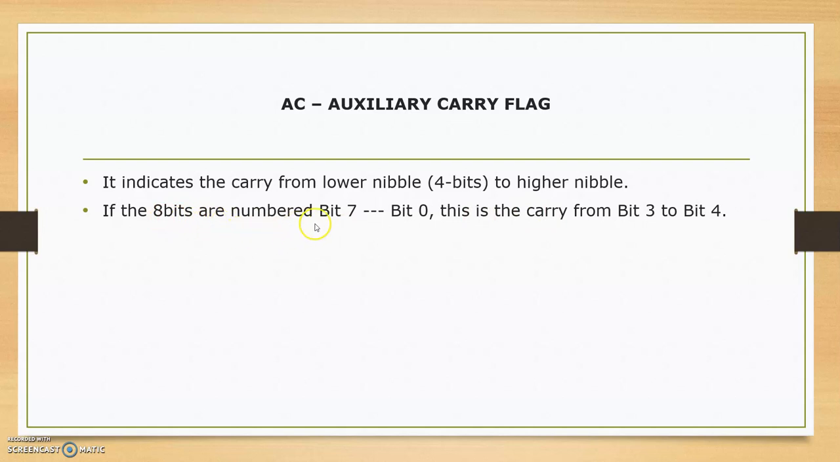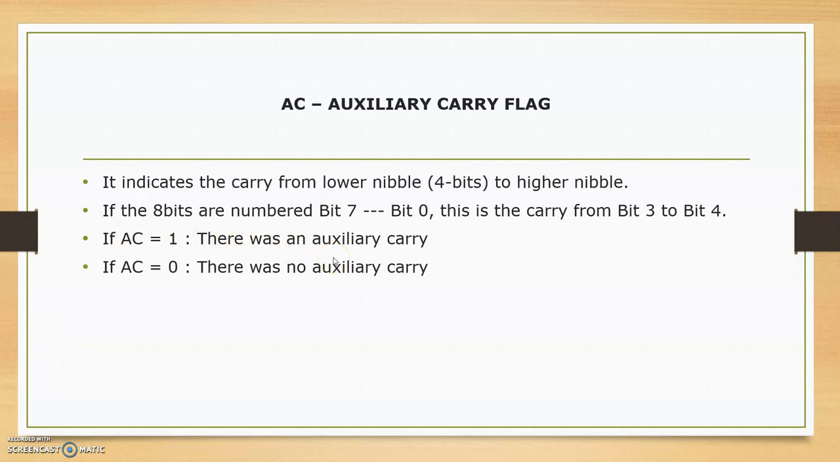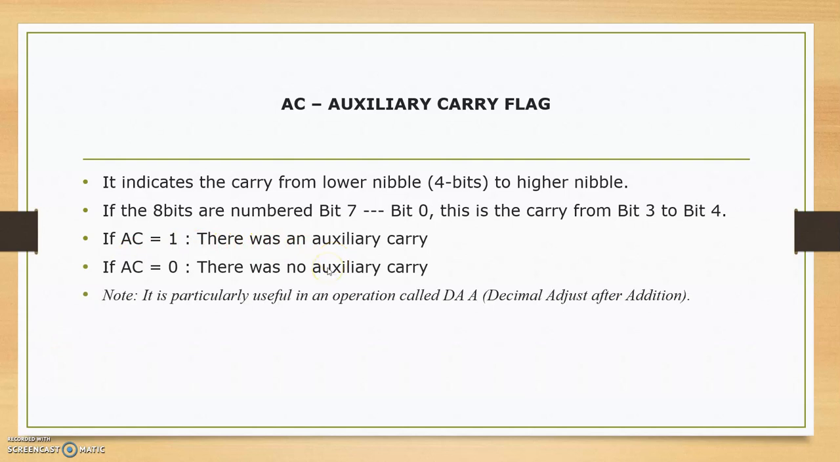If the 8 bits are numbered bit 7 to bit 0, this is the carry from bit 3 to bit 4. I will show an example. AC equal to 1 means there was an auxiliary carry. If AC is equal to 0, there was no auxiliary carry.